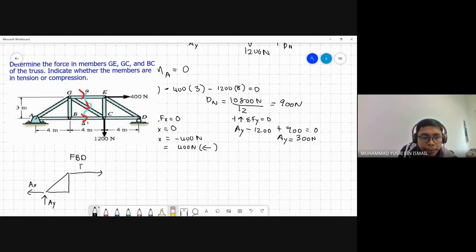So the forces will be FGE after the cutting of the section, and then it will be FGC and then FBC. Okay, so now, first, what we need to do is, I will take moment at G to find FBC. So for method of section, you only consider this part only, the left hand side only.